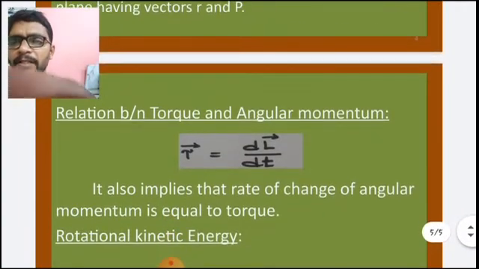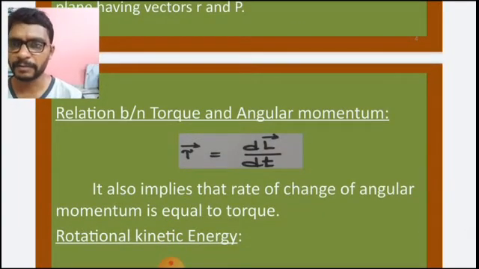Now, see one more relation. We have to derive this one. First, let us see the relation between torque and angular momentum. What is the relation between torque and angular momentum? Tau bar is equal to dL bar by dt. It implies that the rate of change of angular momentum is equal to torque.